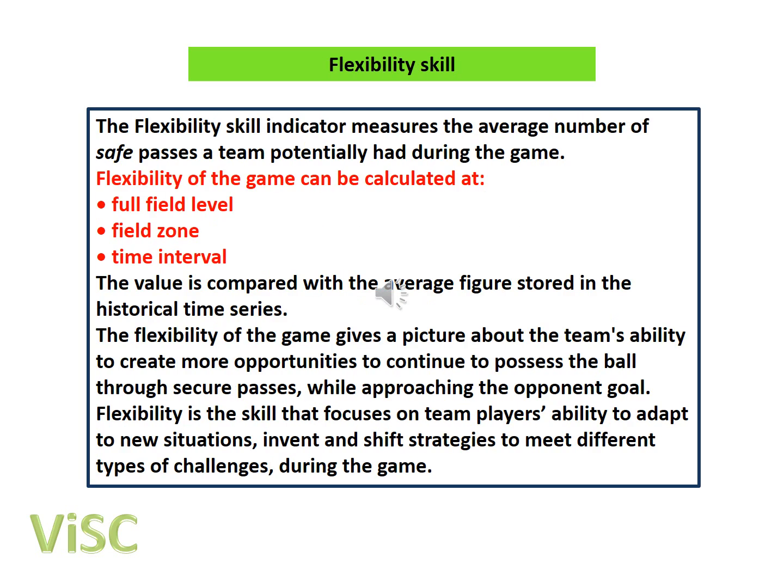The flexibility skill indicator measures the average number of safe passes a team potentially had during the game. The flexibility can be calculated at full field level, field zone, and time intervals. The value is compared with the average figure stored in the historical time series. The flexibility of the game gives a picture of the team's ability to create more opportunities to continue to possess the ball through secure passes while approaching the opponent goal.